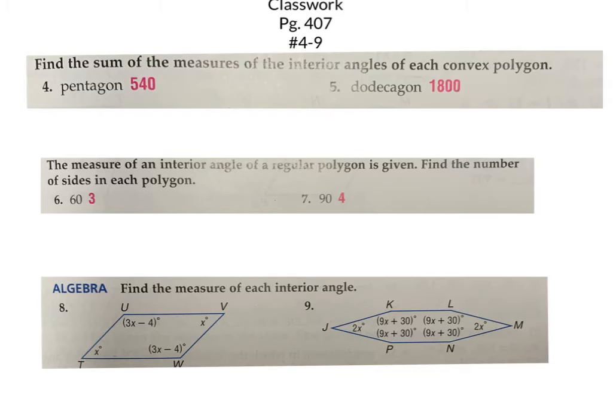All right, for number 8, you had to find your value of x, and then you had to also plug it in. So T and V were both 46, U and W were 134. And then for 9, you would have had J and M were both 30. K, L, P, and N were all 165.